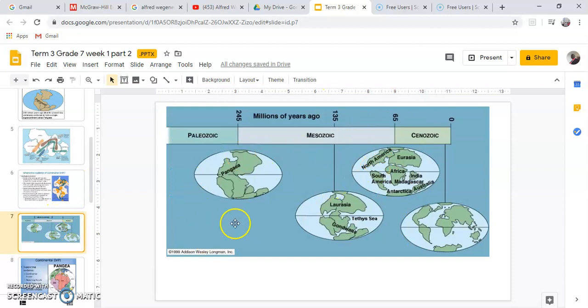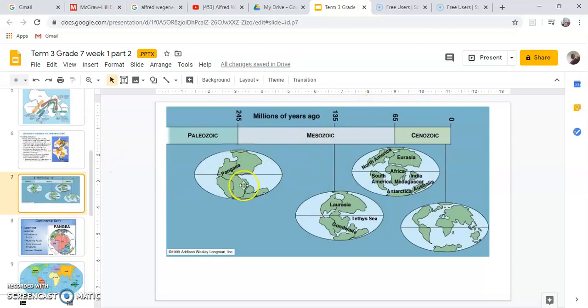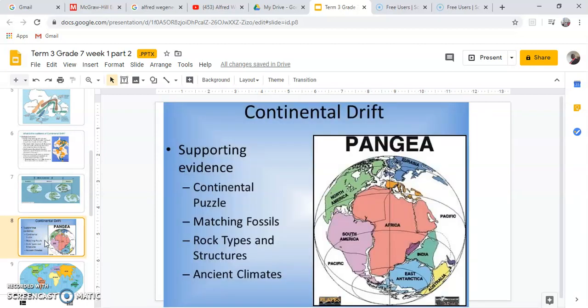I hope you remember this slide from the last lesson. We talked about it when we explained the different phases, or the shapes that the Earth took over millions of years. Now, quickly, let's go to the supporting evidences for the continental drift theory, or continental drift hypothesis.